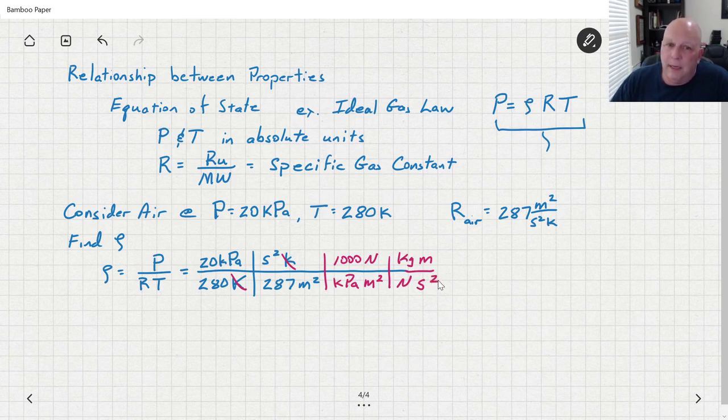Now let's see if I can get things to cancel out. I see the seconds squared cancel. My kilopascals cancel. I got my newtons to cancel. I've got meters to the fourth on the bottom and meters on the top, so one of these cancels. What I'm left with is kilograms per meter cubed, and that's the correct units for density. When you run the numbers, you'll get something close to 0.25 kilograms per cubic meter.